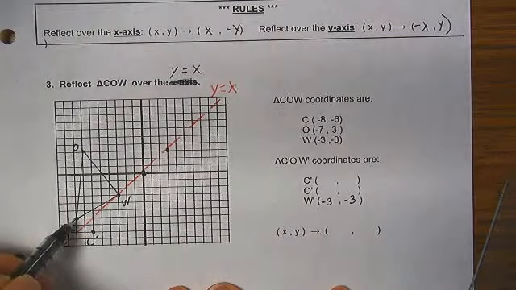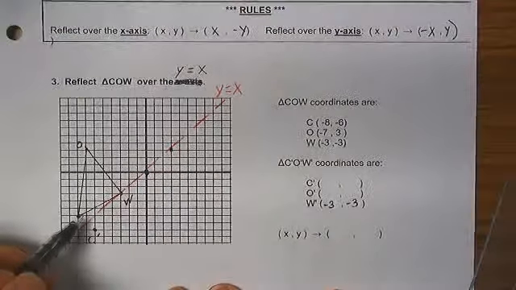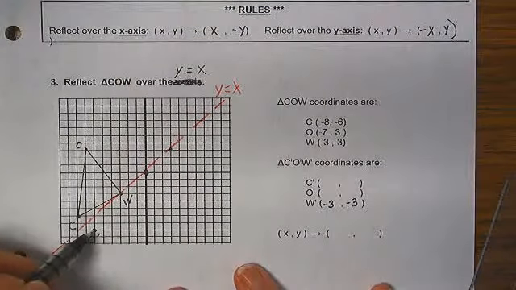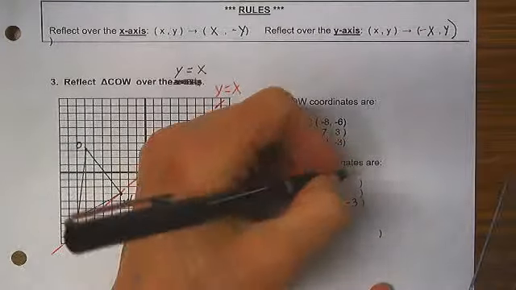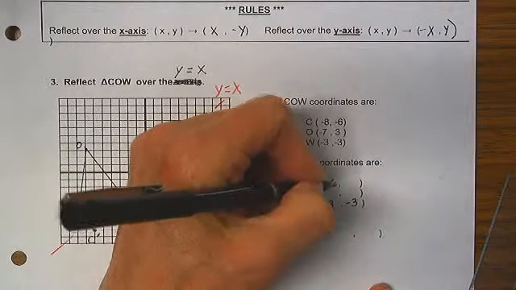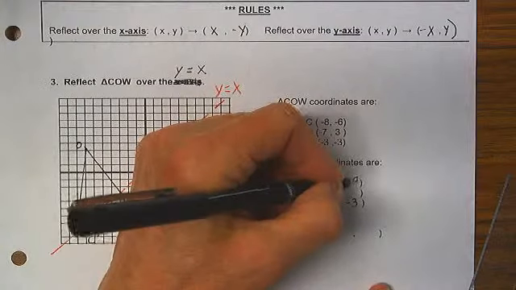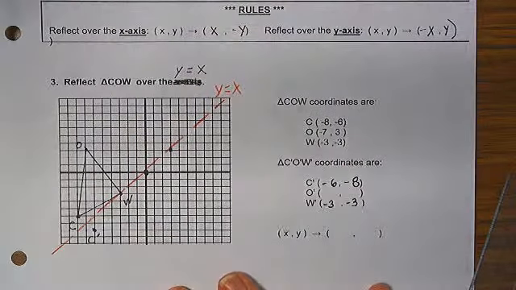So if C were (-8, -6), C prime is going to be (-6, -8). Oh, am I seeing a pattern? I could be, but I'm not sure.